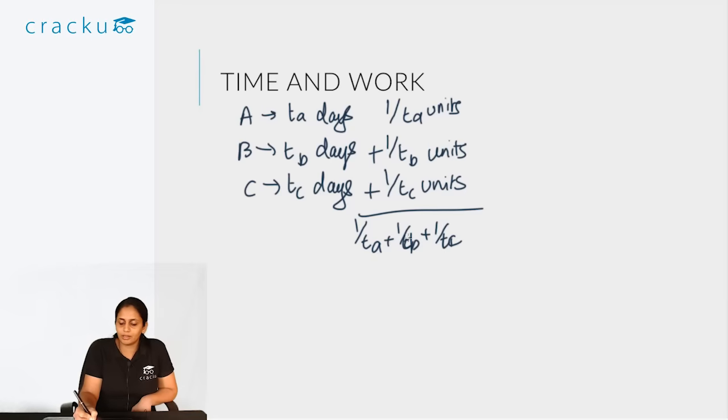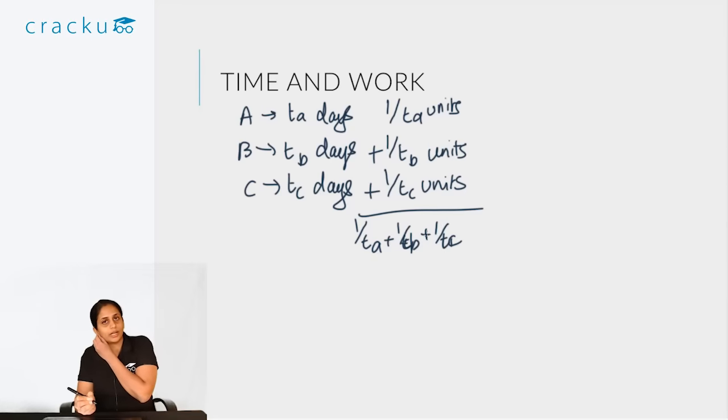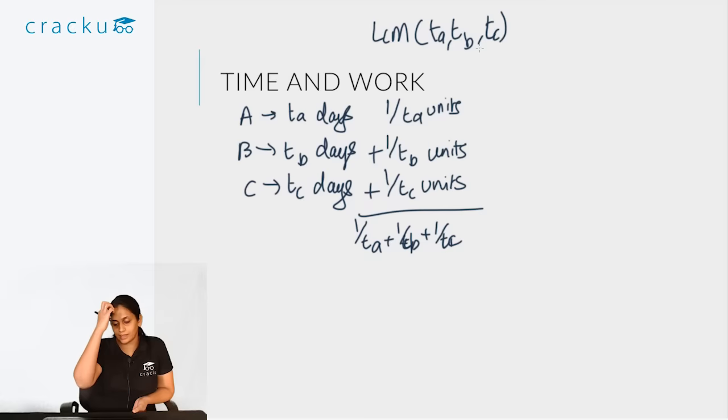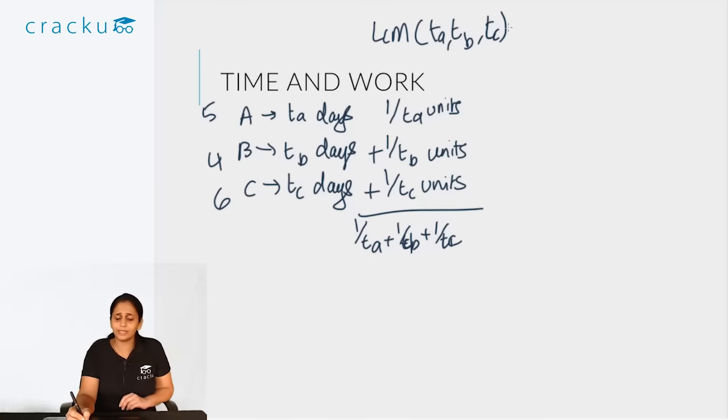So the trick here is always to make sure that you take the total number of units of work that has to be done as the LCM of TA, TB and TC. So, just say for example, A takes 5 days, B takes 4 days and C takes 6 days. In this case, the LCM of 5, 4 and 6 is essentially 20 into 3, 60. So I have to basically take 60 units of work as the total amount of work to be done.